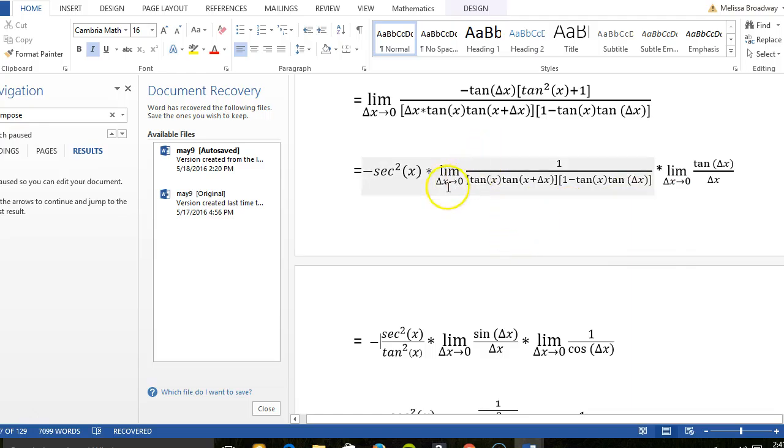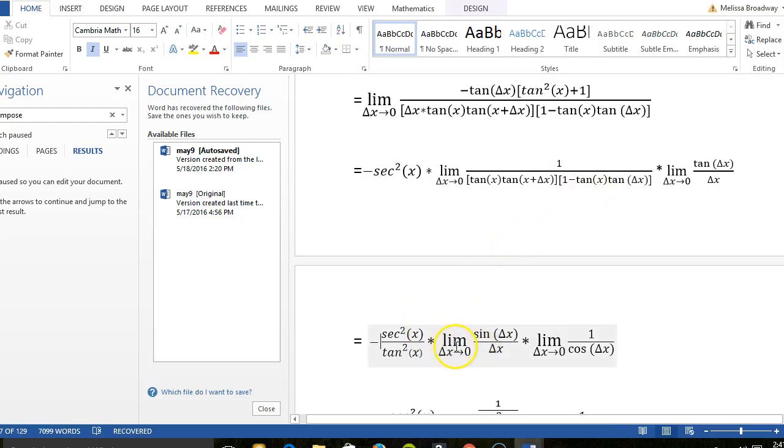And now here we can throw delta x in, and that's just going to be tan x, ordinary, when we throw 0 into delta x. That's just going to be tan x, and that's going to be 1 minus tan squared. So let's see what happens. We get tan x, which is tan squared times 1 minus tan squared.